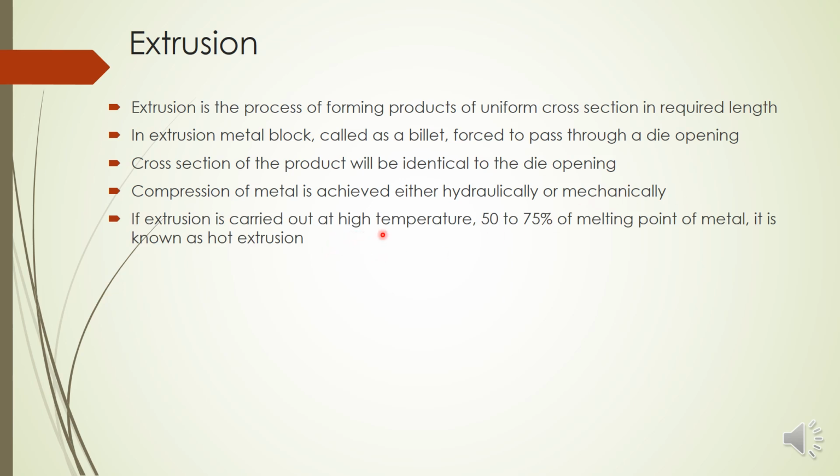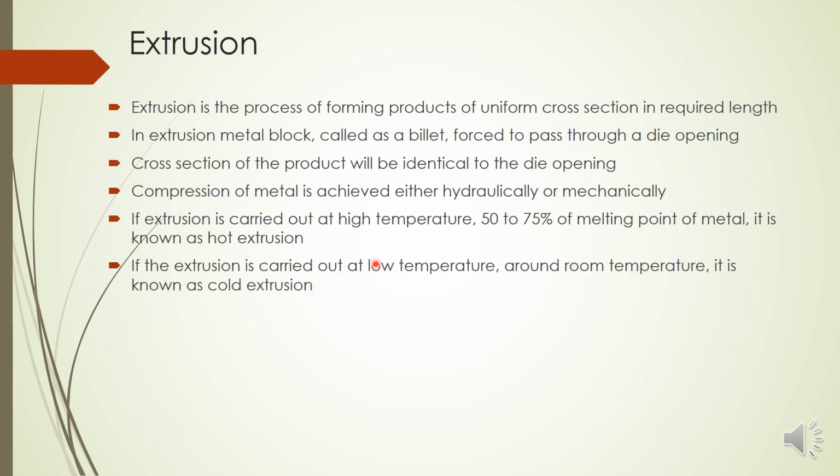If the extrusion is carried out at very high temperature, that is 50 to 75% of the melting point of that metal, it is known as hot extrusion. Before extrusion, you heat the billet near this temperature, that is, less than the melting point but above the recrystallization temperature of the metal. It is known as hot extrusion. And if it is carried out at low temperature, around room temperature only, it is known as cold extrusion. So we can carry out extrusion either in hot condition or cold condition.